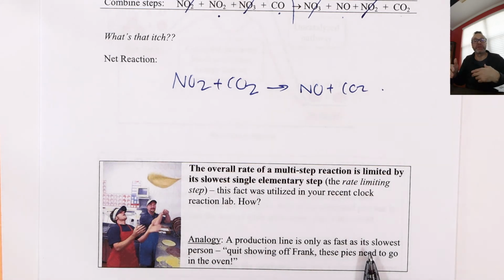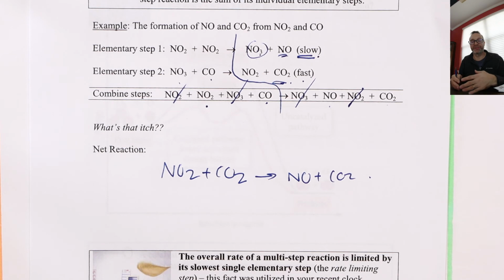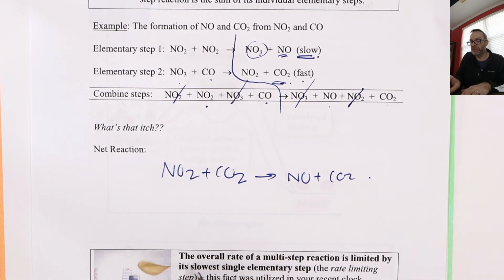So, quit showing off, Frank. We've got to get the pies in the oven because Frank's there just messing around, right? You're not going to get the pie out until Frank's finished because he's what we call the rate determining step, right? Or the rate limiting step. Okay, so with a rate limiting step, you're only as slow as your slowest member, if you like, okay? That governs the speed of the reaction overall. So for a multi-step reaction, you're limited in speed by your slowest step.